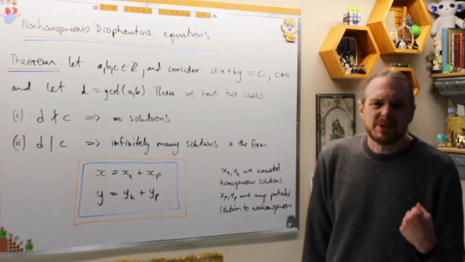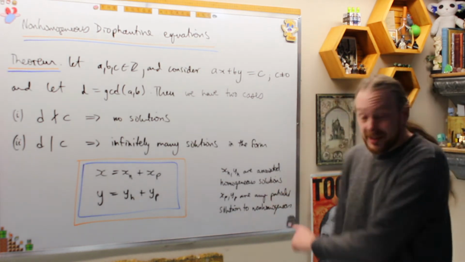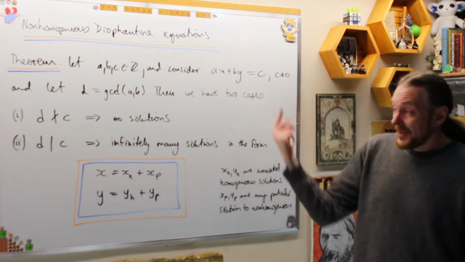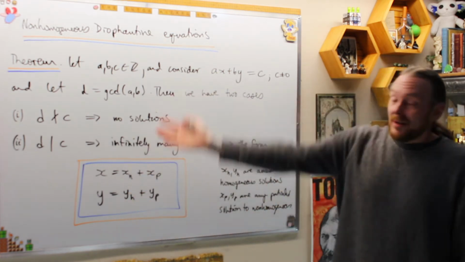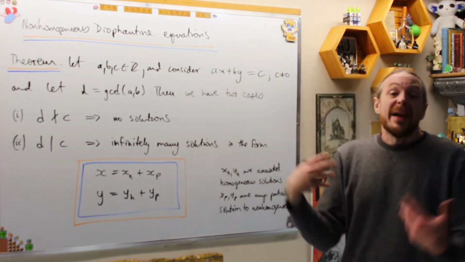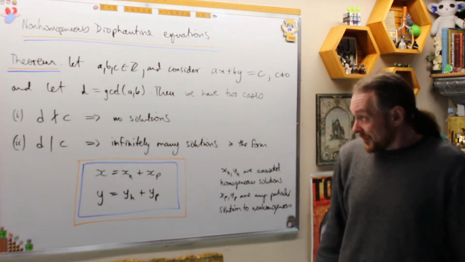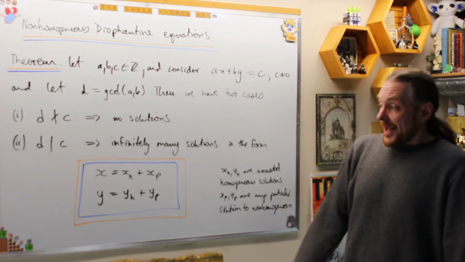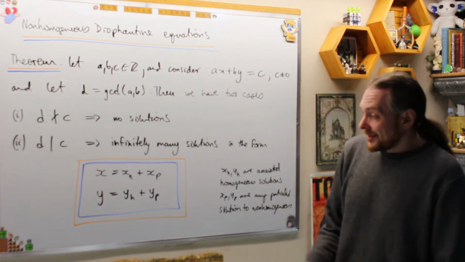We're going to use the Euclidean-Bezout algorithm to find any particular solution to the non-homogeneous equation. If you look at the proof, the gory details will show you how to construct this. That's what I'm going to do in the examples specifically. So let's look at an example of how to actually do this in detail.